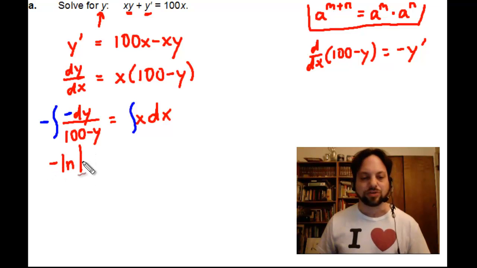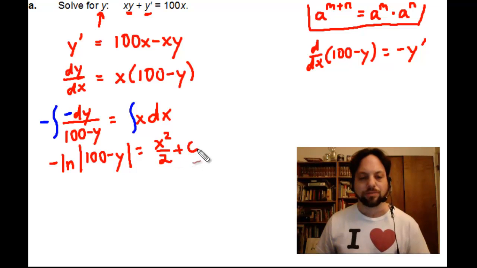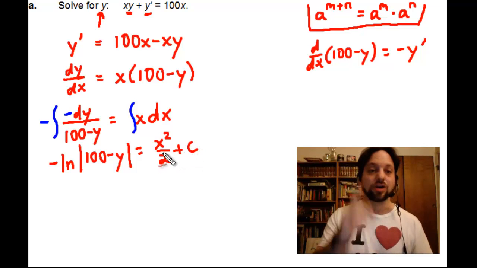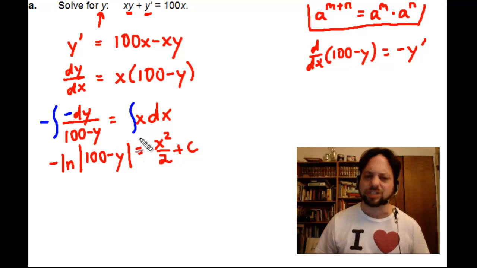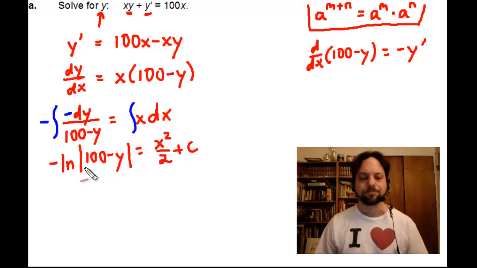This will be negative natural log, the absolute value of 100 minus y. On the right side, we'll simply have x squared over 2. Don't forget your plus c. These plus c's are extremely, extremely important when dealing with differential equations. So always remember your plus c.